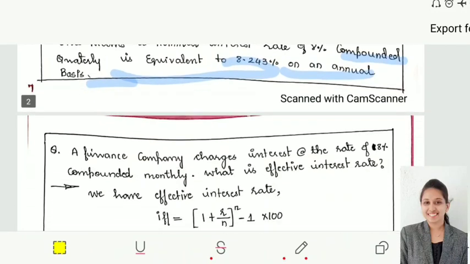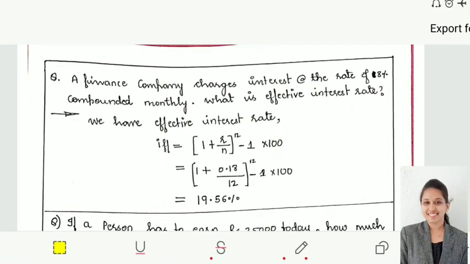Now we'll see the numerical example relating to these cases. So the financing company charges interest at the rate of 18% compounded monthly. It will be easy for you to understand the numericals if you read the statement properly. Per month is what they have given. So what is the effective interest rate? Now we know the effective interest rate, we have the formula as: if nominal interest rate is given, r by n raised to n minus 1.